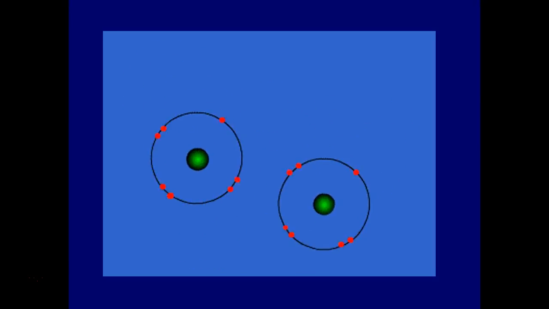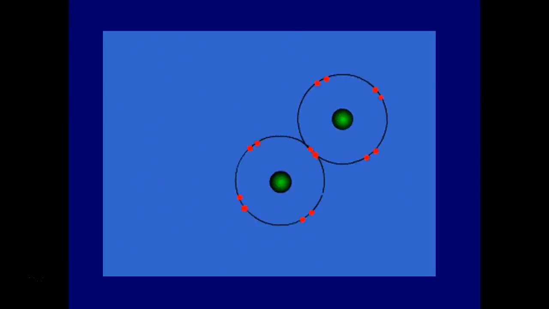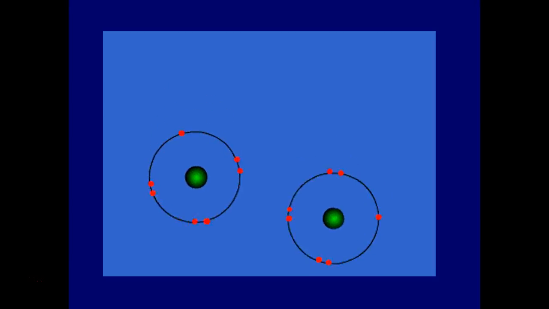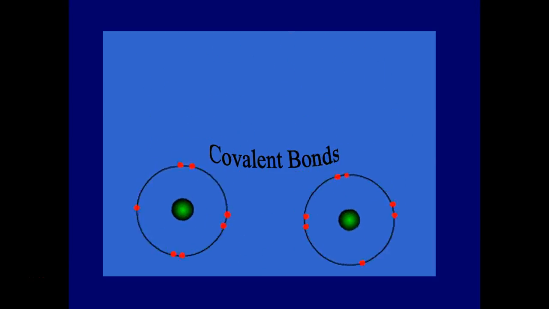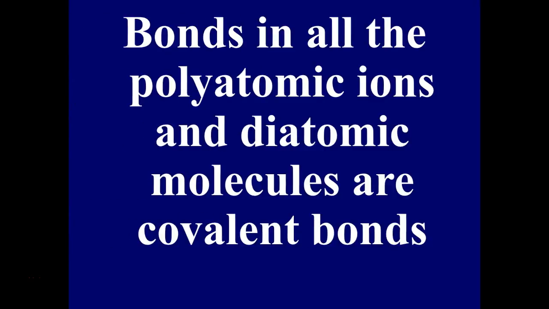So here we're sharing a pair of electrons, and that forms a molecule instead of a compound. Just a note, when we start to talk about polyatomic ions and diatomic molecules, these are all bonded by covalent bonds.